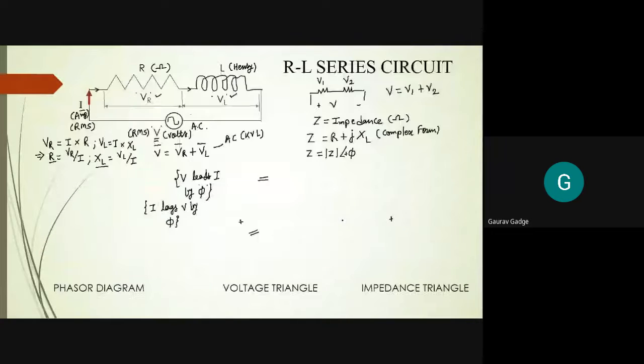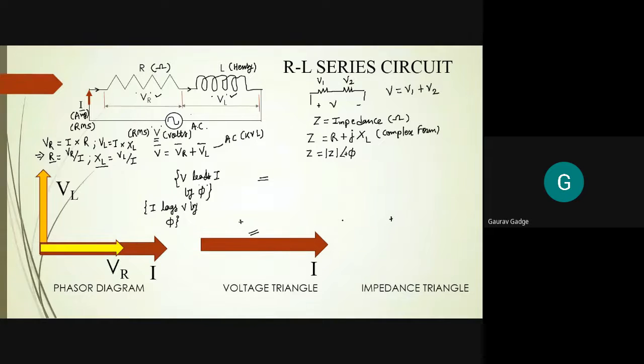Now we are considering two elements, resistance and inductance, connected in series. To make the phasor diagram, we have to consider a reference phasor, I as a reference. VR is in phase with I. VL leads I by 90 degrees. To make the voltage triangle, just change the position of VL. Again, it is the same and perpendicular. Only the position has changed.